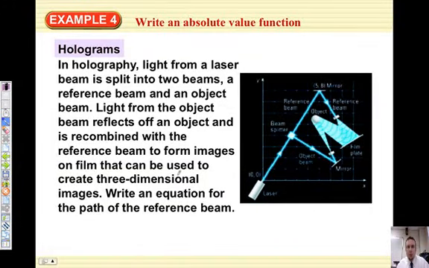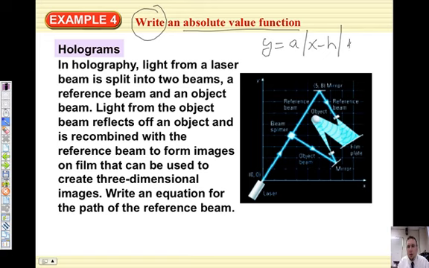Okay, last example in this section, absolute value functions. What we're going to do now is learn how to write an absolute value function. So you know y equals a, x minus h plus k. We're going to write an equation basically based on a graph. So I'm going to give you a graph, you come up with the equation for it.